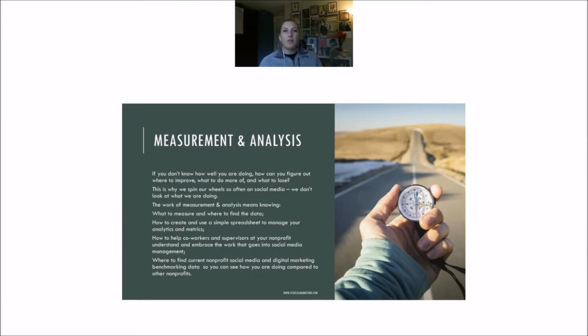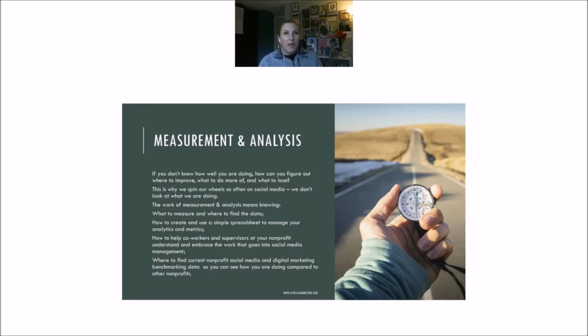This is where organizations slack. They slack off here because they think, and then they come to me and they say, well, we're not really getting a good return on investment on our social media, or it's not working. We can't figure out if it's working or not. Well, are you doing any consistent measurement and any consistent analysis? If you don't know how well you're doing, how can you figure out where to improve, what to do more of, and what to lose? This is why we feel like we're spinning our wheels.